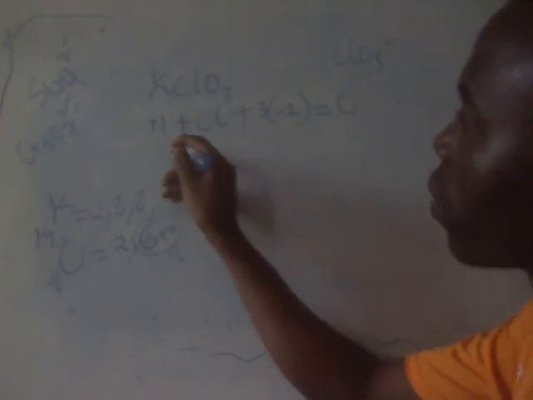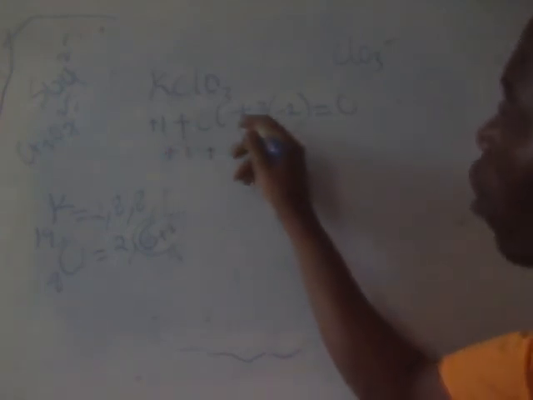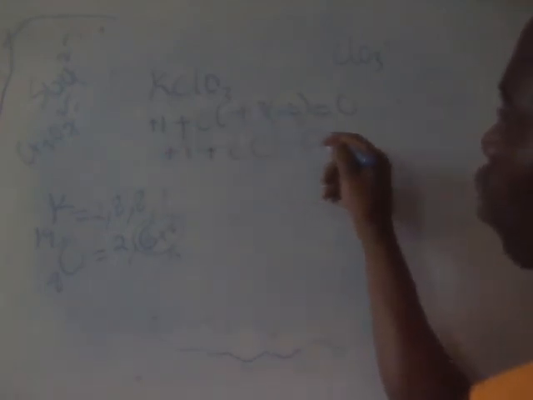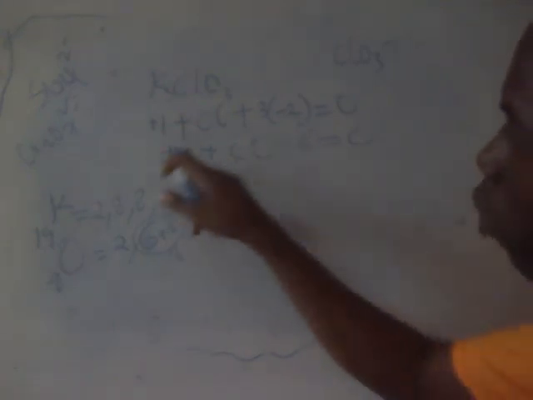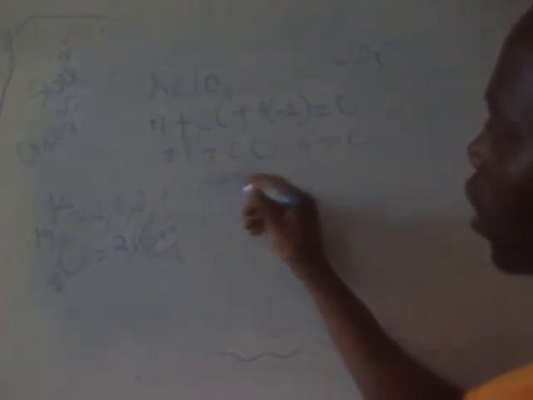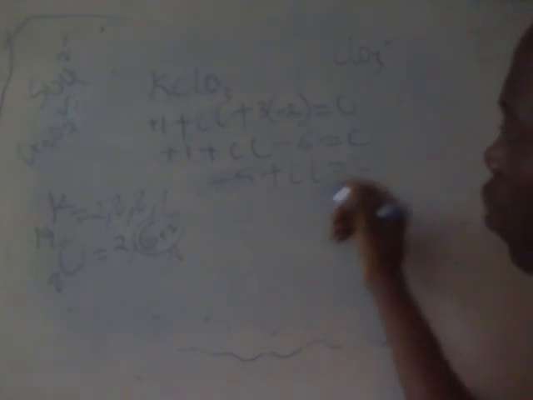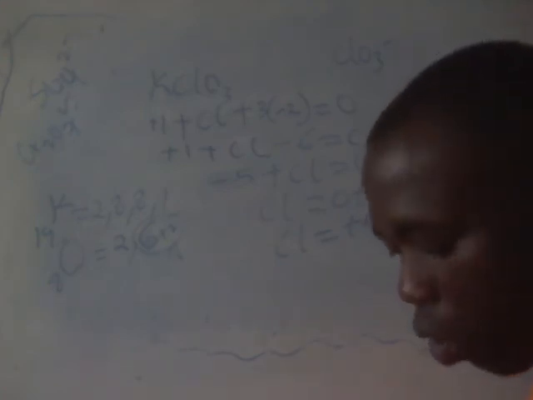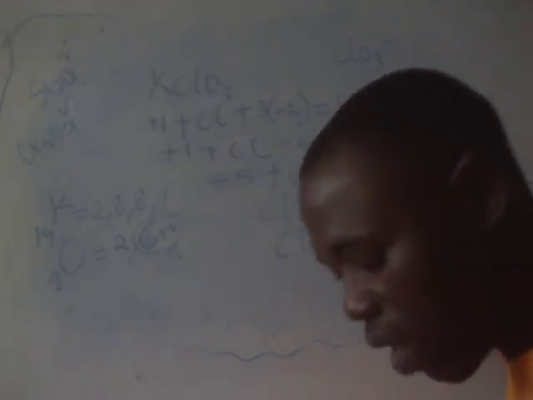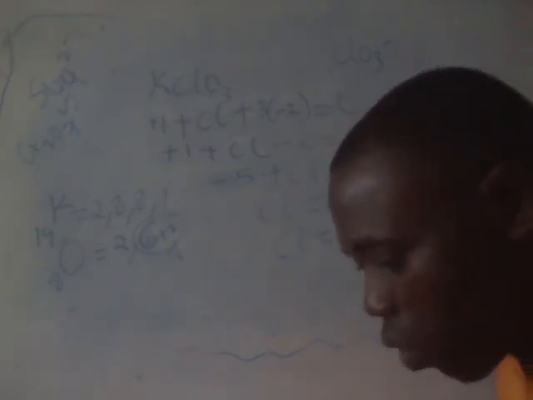So +1 plus Cl plus 3 times -2 is all equal to 0. So we have 1 minus 6, which gives -5. Then plus Cl all equals 0. Then transfer -5 to the other side. So Cl equals 0 plus 5, so Cl equals +5. So this is the oxidation number of chlorine in KClO3, potassium trioxochlorate(V).